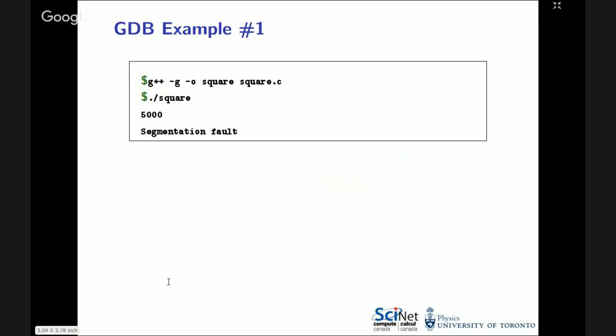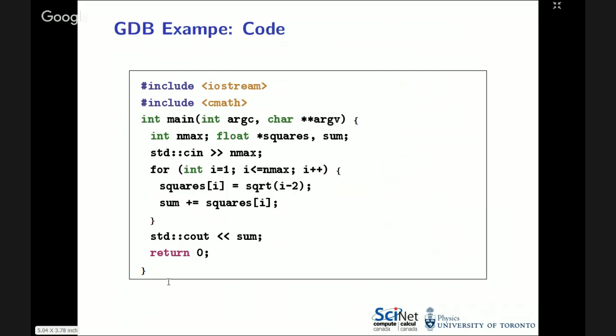Let's see what happened. Oh, the other thing that it's doing, I don't remember if we mentioned this, is reading from standard input the value that it should go up to. So nmax is the maximum number of integers that we'll cover in this loop, and it's reading it from standard input.